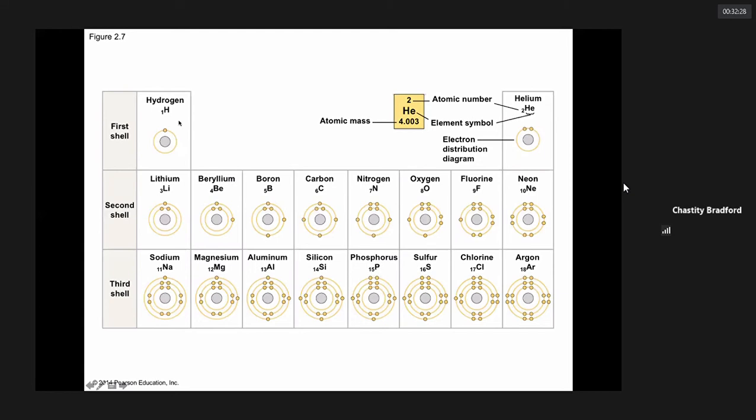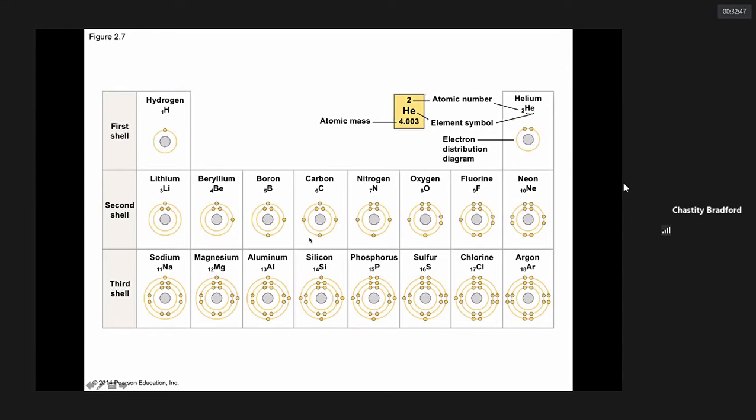Okay, if they're in the same column, they have some similar behavior. Behavior is determined by the electrons, chemical behavior. So hydrogen has 1, lithium has 1, sodium has 1. One what? 1 electron in the outermost shell.